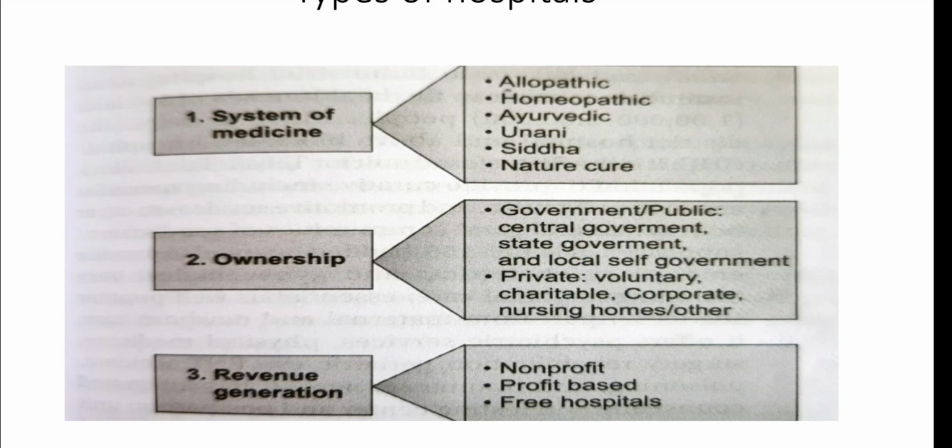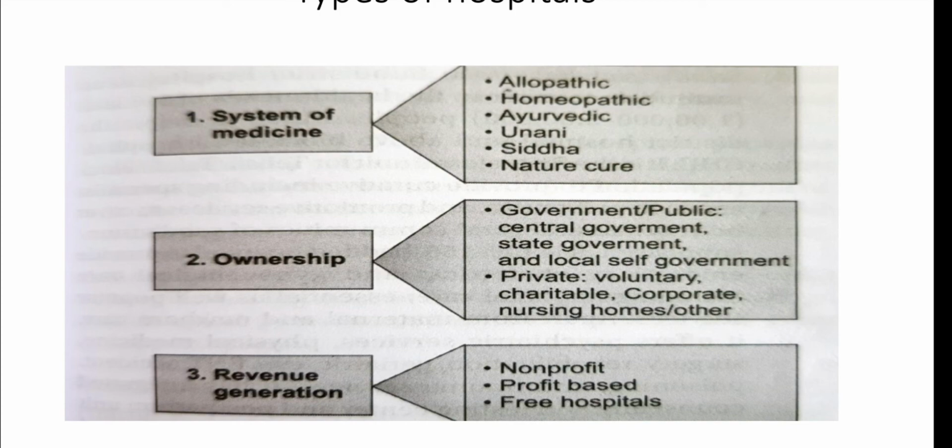First one is, we can see the classification on the basis of different criteria. System of medicine. That means classified according to the system of medicine. Under that, allopathy, Ayurvedic, homeopathic, Unani, Siddha, and natural cure. So these all are the different branches of medicine coming under the system of medicine.